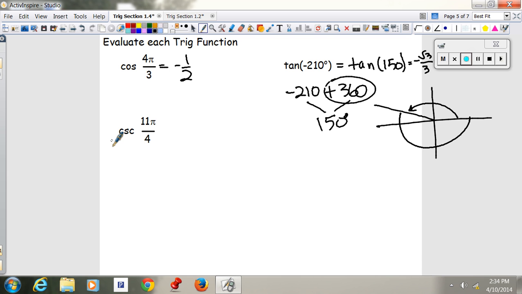Use your chart. On your mark, say go. Come on. You got this. Come on. I know you can find it. I know you got it. Come on. What would it be? Somebody give me the answer. Cosecant of 11 pi over 4.